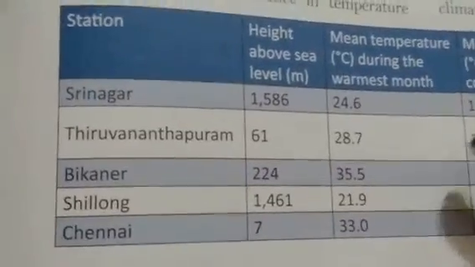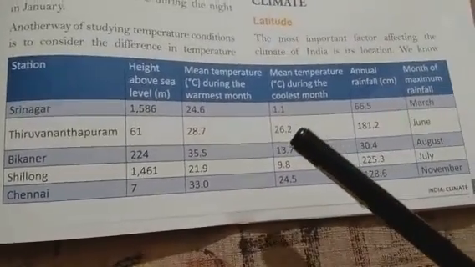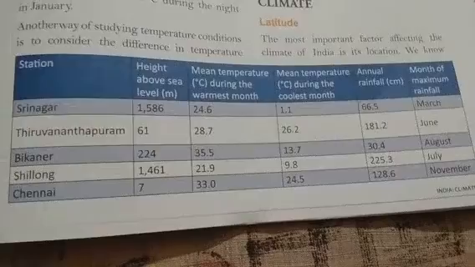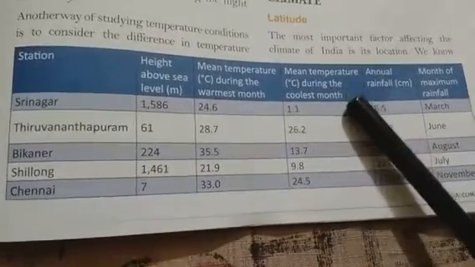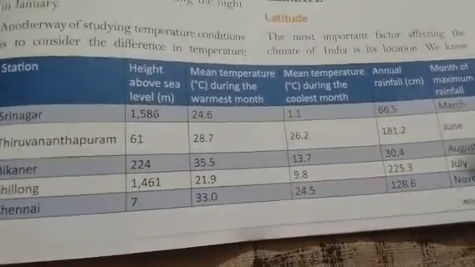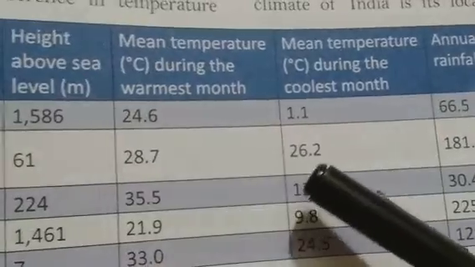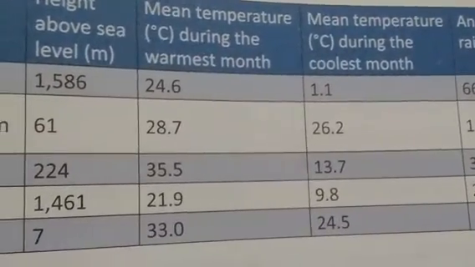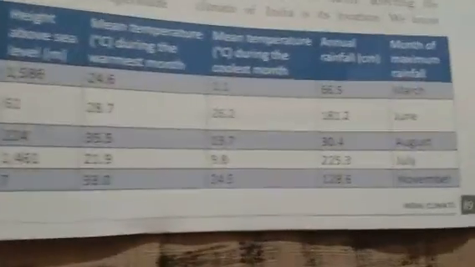You can see that though both the cities are located in India, there is a large variation in temperature here. And another way of studying temperature conditions is to consider the difference in temperature between the hottest and coolest month. The hottest month and the coolest month. That is called the annual range of temperature. You can see here the temperature of the hottest month and the temperature of the coolest month, and the difference between them is called the annual range of temperature.